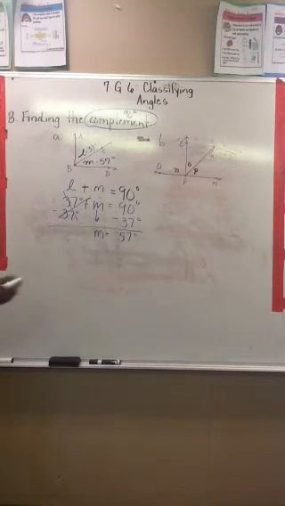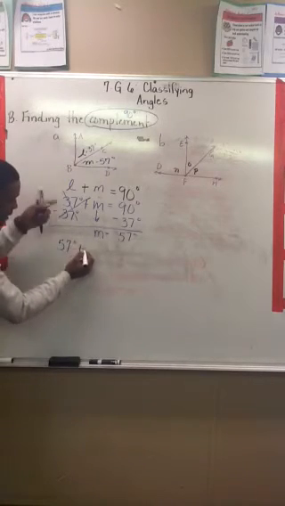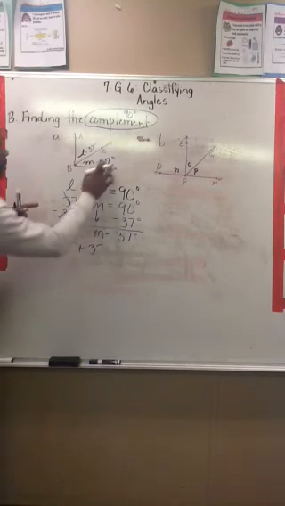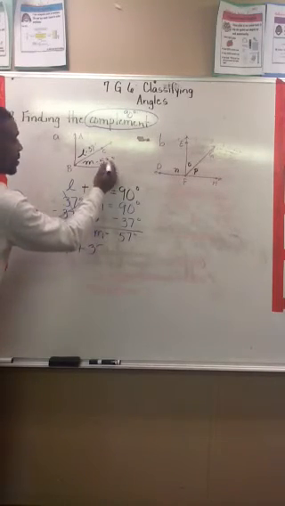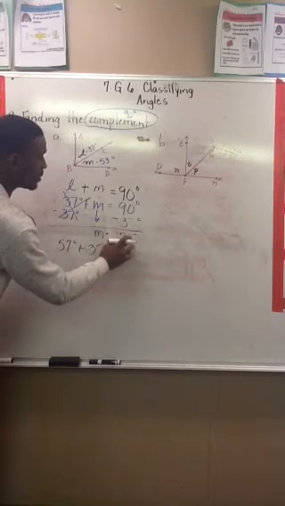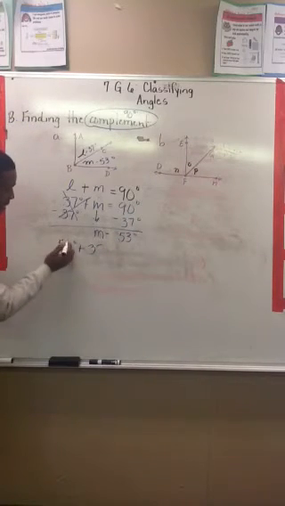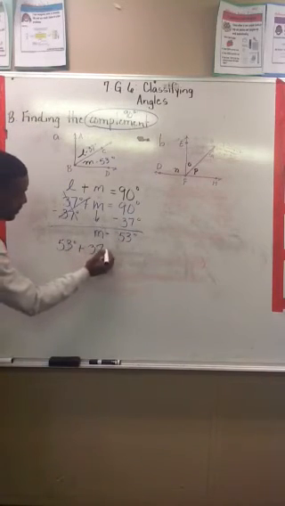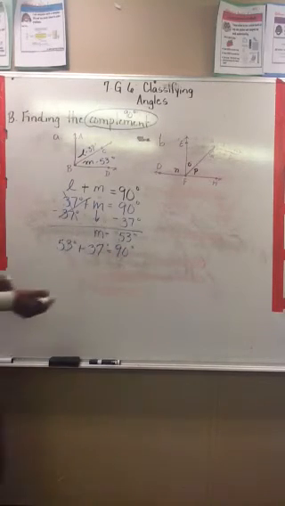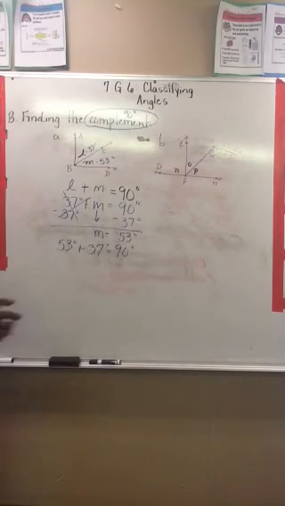Well, let's check it with addition. If I take 57 degrees and add it to 37 degrees, excuse me, this should be 53 degrees. Got ahead of myself. And I added 53 degrees plus 57 degrees. I should get 90 degrees. And I do. Okay? Looking over here, I should see two sets of complementary angles.